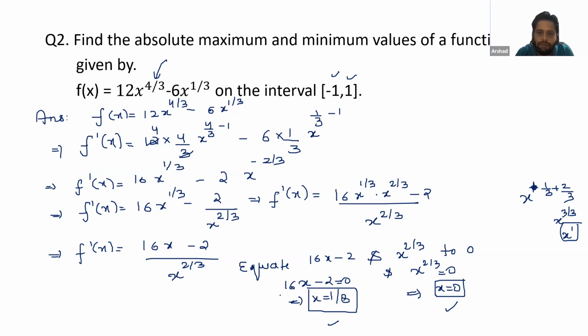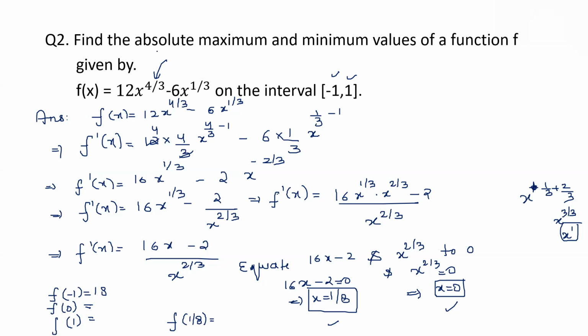Good, Abdur. That is correct. So you need to find the values for all the points. So you have found it for -1. Very good, for -1 you are getting 18. Now similarly, find for 0. Next, find for 1. Next, find for 1 by 8. Once you get all the values, then you need to decide what the maximum and the minimum value are. Okay, Abdur? Okay, sir. Please complete this and share your answer.